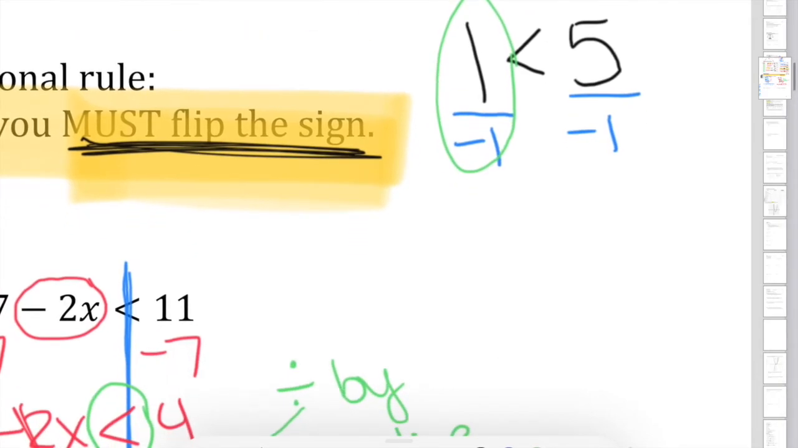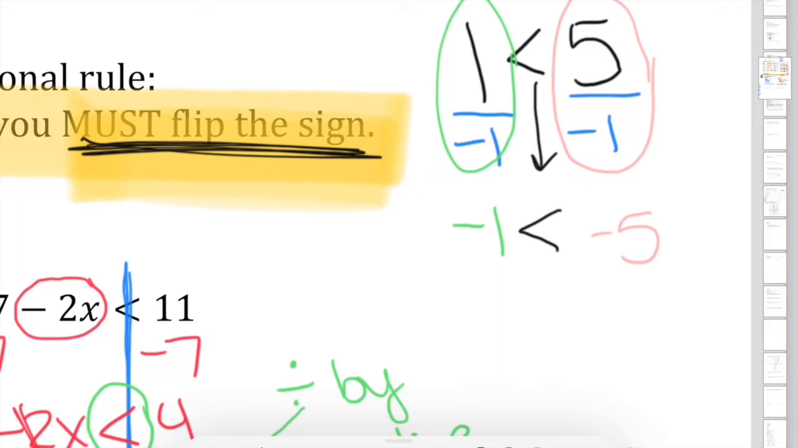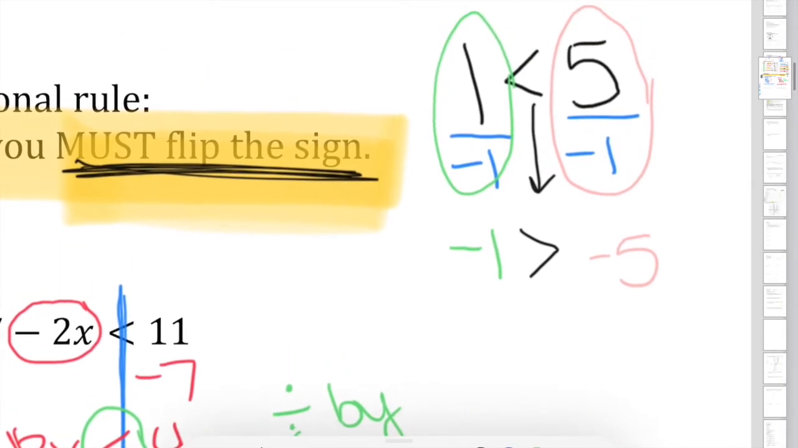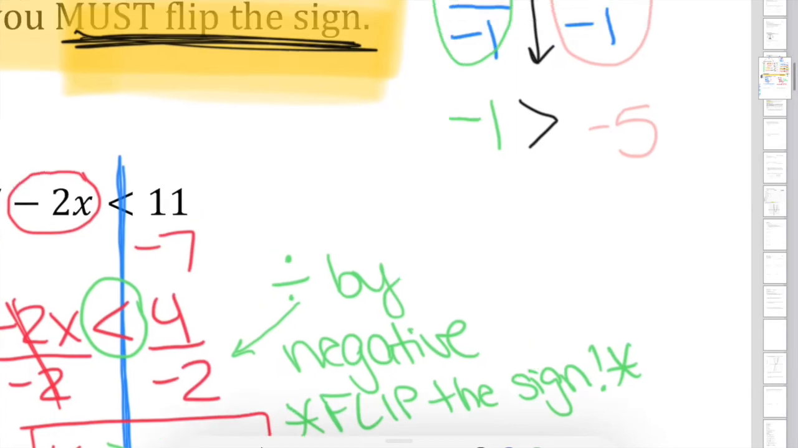On the left side, this right here, 1 divided by -1 is a -1. And over here, 5 divided by -1 is a -5. If I bring down that less than sign without flipping it, this is not true anymore. -1 is not less than -5. It's greater than -5, which is the reason you need to flip the sign. People ask me all the time, why? That's the reason why. When you divide both sides by a negative, it negates the value and therefore makes the flip-flop, like it makes it the opposite.